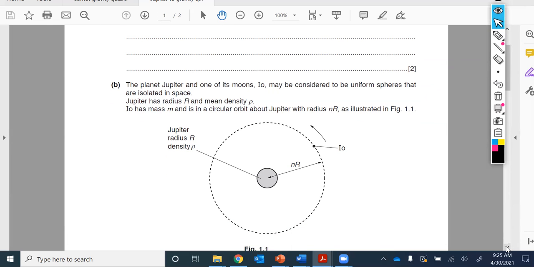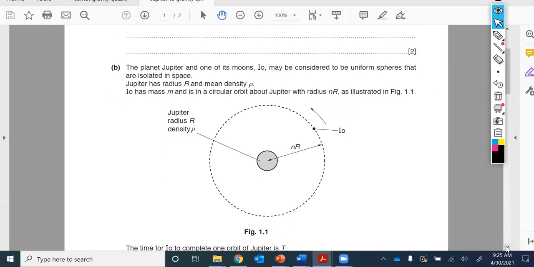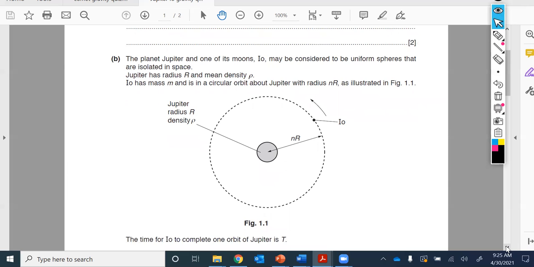The question goes on to read, the planet Jupiter and one of its moons, Io, may be considered to be uniform spheres that are isolated in space. That's the idea of a point mass. Jupiter has radius R and mean density rho. Io has mass lowercase m and is in a circular orbit about Jupiter with radius nR. So they're expressing the distance to Io in terms of the number of Jupiter radii. Jupiter has a certain radius, and Io is a number of those radii away.